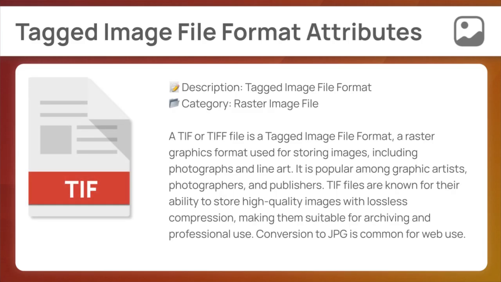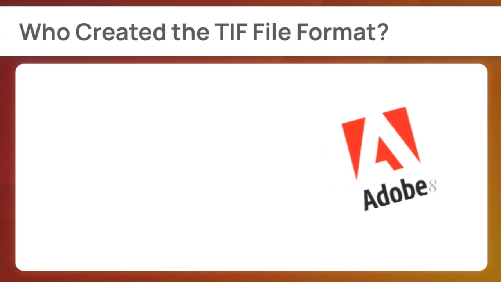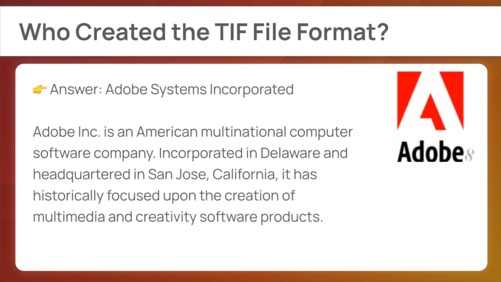TIF files are known for their ability to store high-quality images with lossless compression, making them suitable for archiving and professional use. Conversion to JPG is common for web use. TIFF files can use various compression algorithms, including LZW, JPEG, and ZIP, or no compression at all. They can store multiple images in a single file and support different color spaces, such as RGB, CMYK, and grayscale. The file format includes tags that store metadata about the image, such as resolution, color profile, and copyright information. Conversion to JPG involves lossy compression.